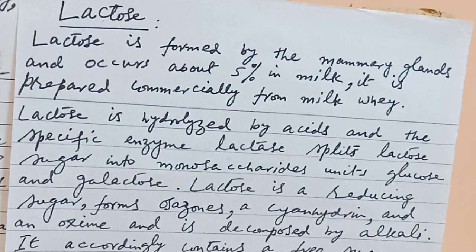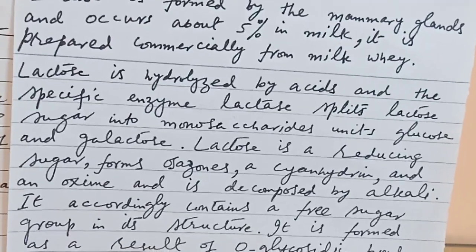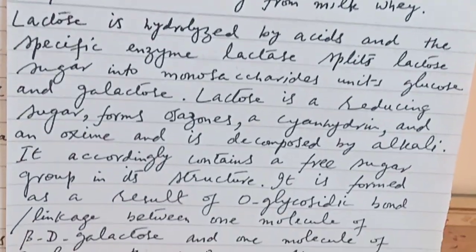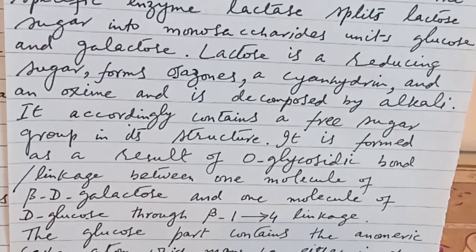Lactose is hydrolyzed by acids and specific enzymes. Lactase splits lactose sugar into monosaccharide units, glucose and galactose. It means that lactose is a combination of two monosaccharides, glucose and galactose. Lactose is a reducing sugar, forms an osazone or a cyanohydrin, and is decomposed by alkali. It accordingly contains a free sugar group in its structure.